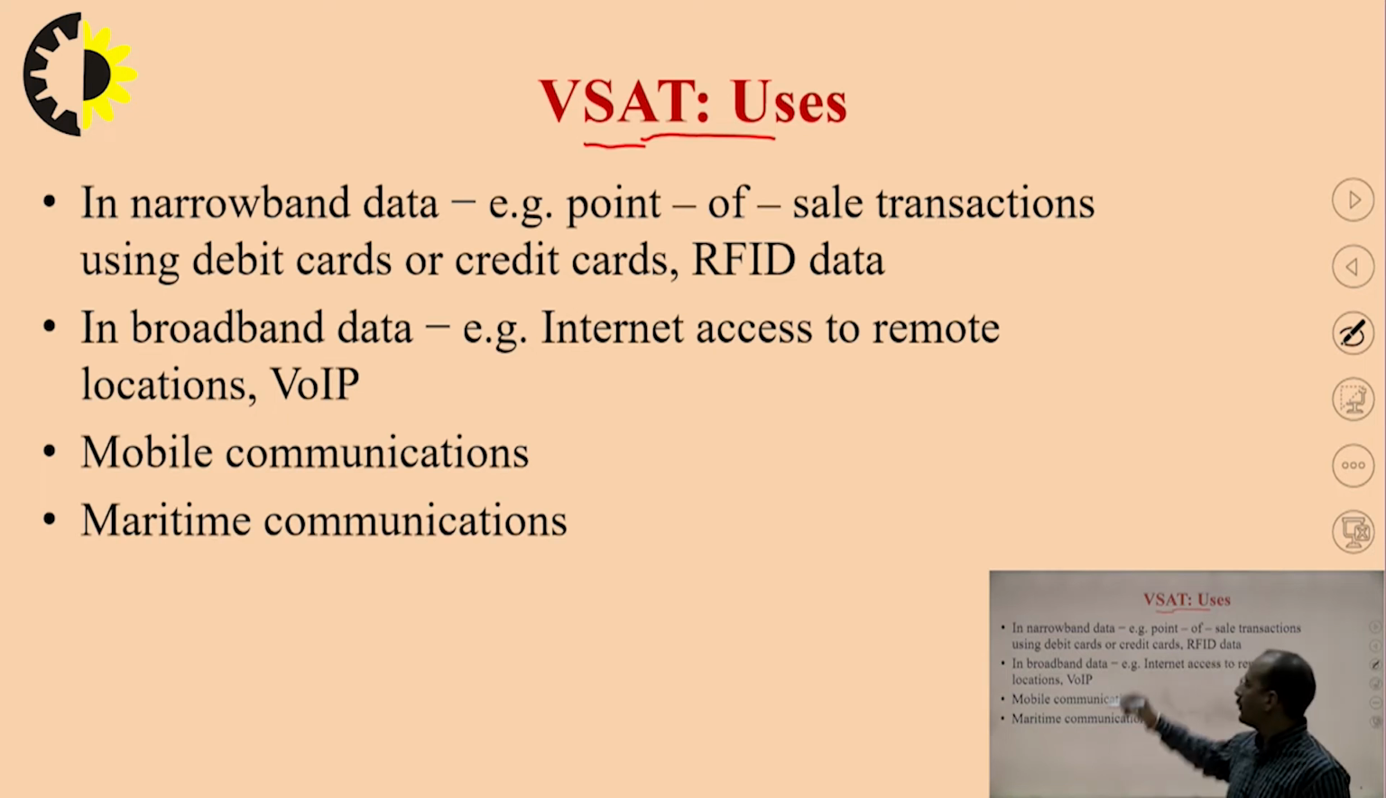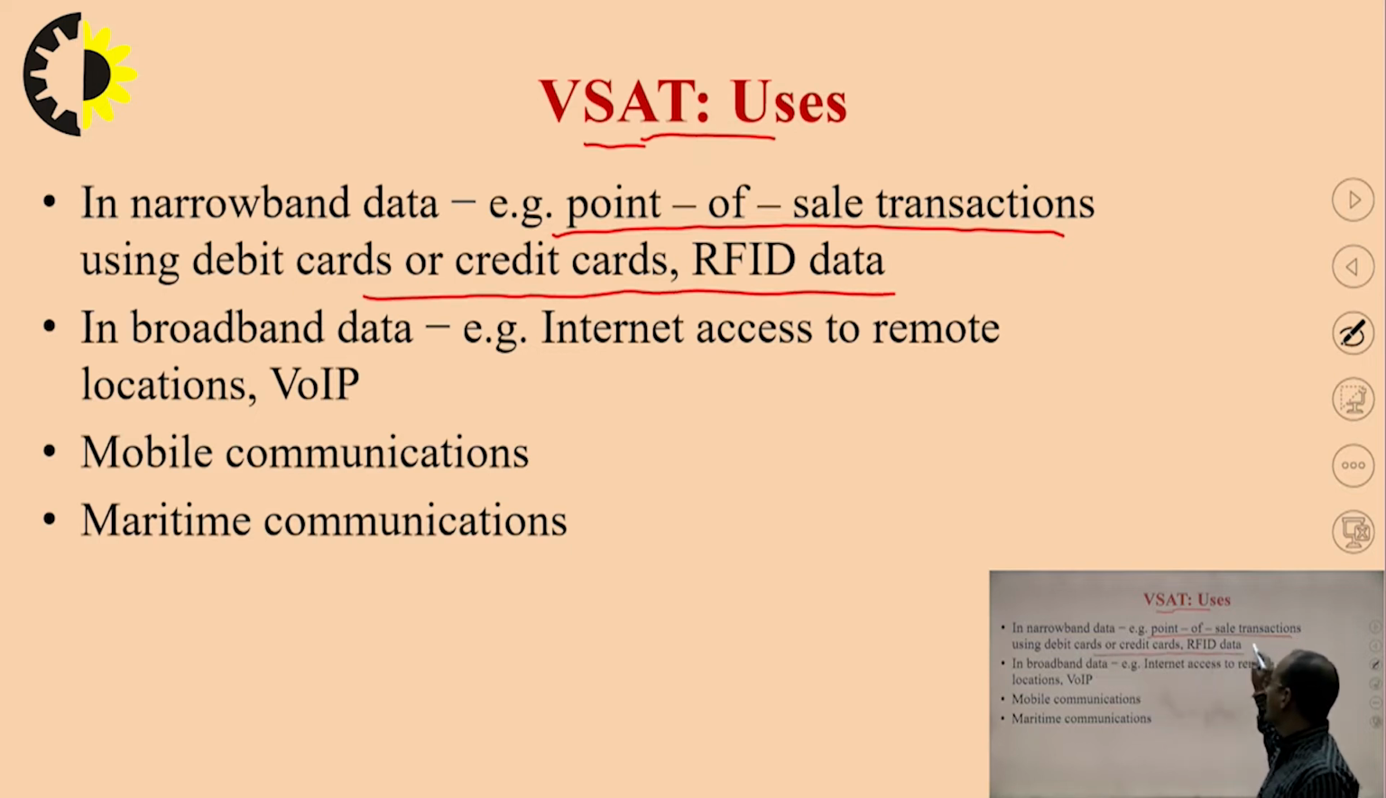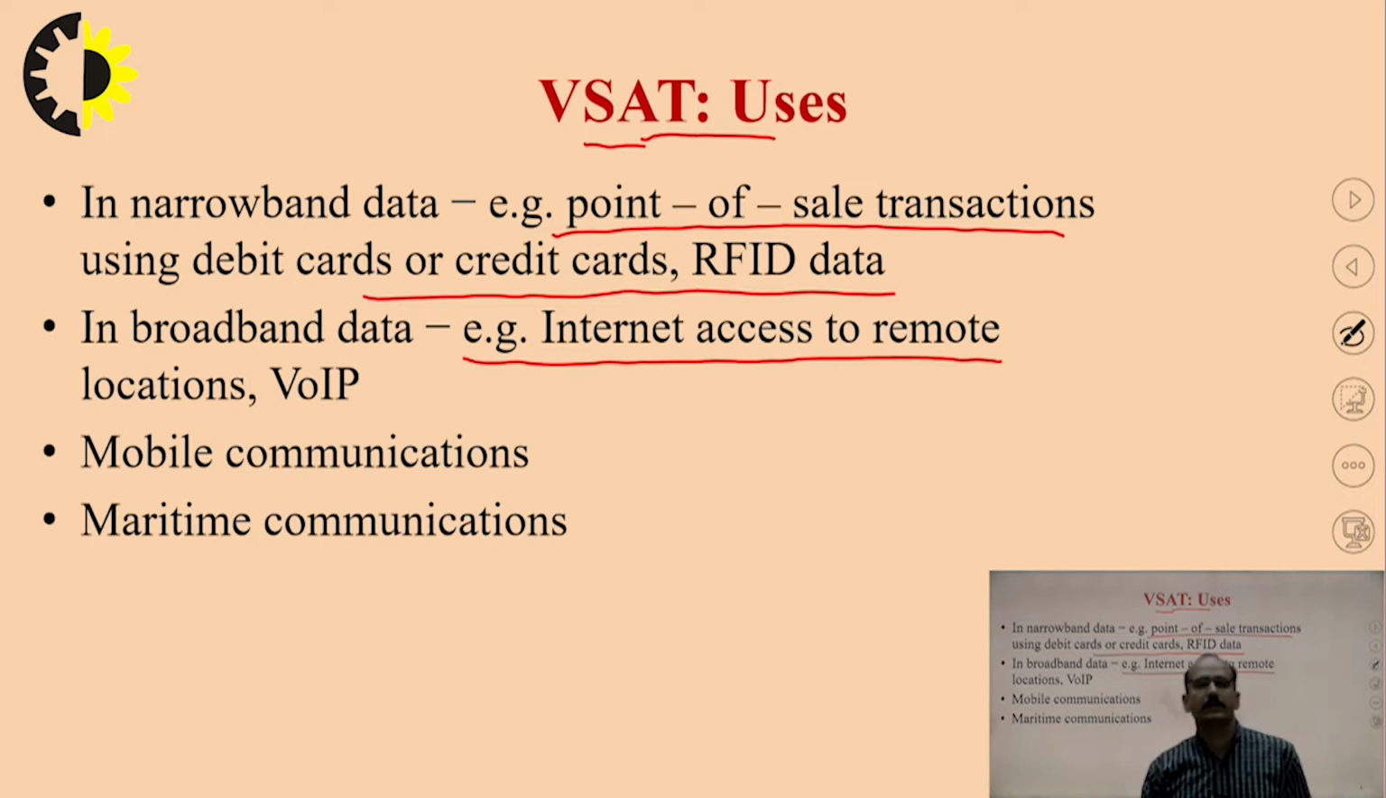So in the narrowband data, point of sale transaction using debit card or credit card or RFID data. Similarly, in broadband data, they are using internet access to remote location, also VoIP. Also, they are using the same for the wireless local loop, WLL, for mobile communication. Similarly, for the maritime communication, when your ships or planes are in the marine area. So these are the uses of VSAT.